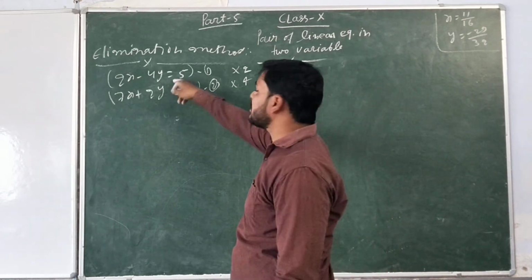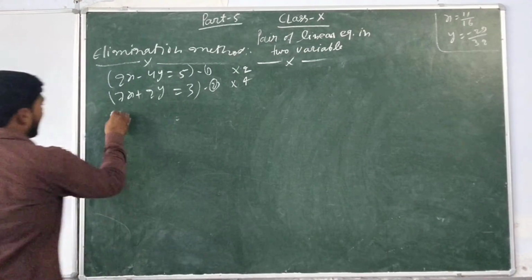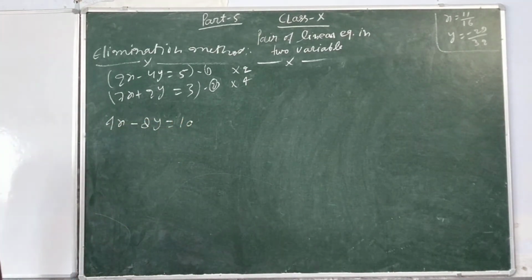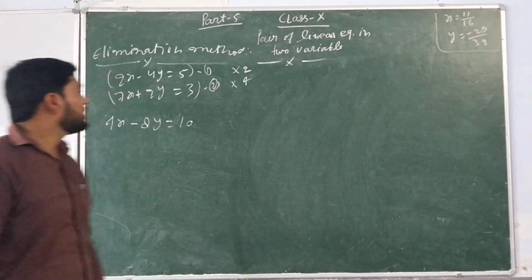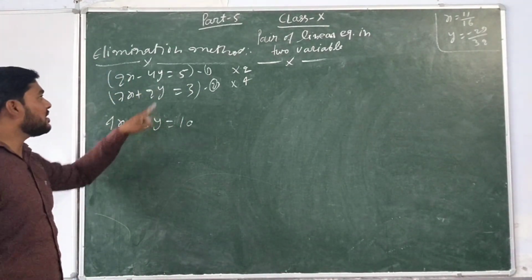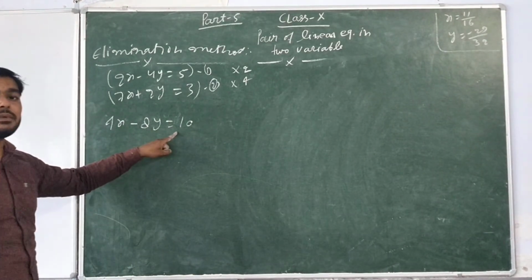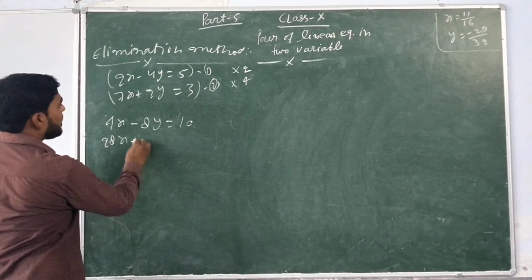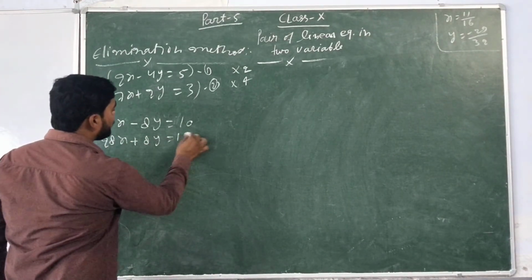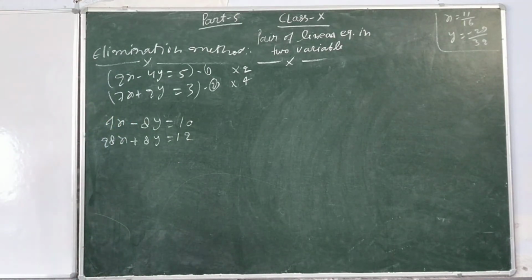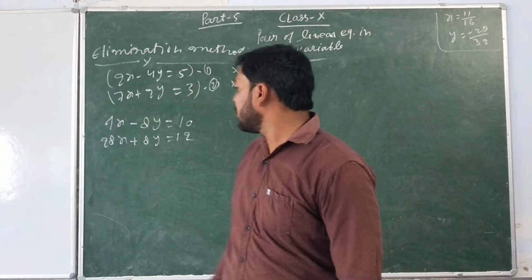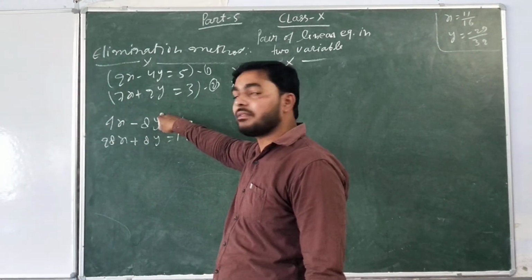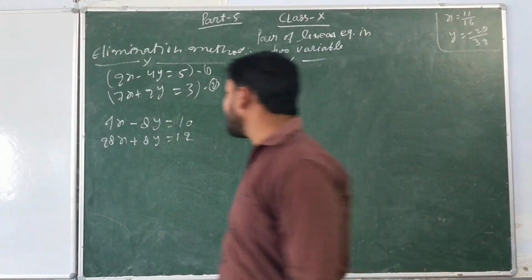Now multiply the first equation with 2, then you will get 4x minus 8y equal to 10. When you multiply the first equation with 2, 2 4s are 8, 2 5s are 10. Now multiply the second equation with 4: 7 4s are 28x plus 4 2s are 8y equal to 4 3s are 12. Now there is no need to change the sign because both are equal and opposite. Here it is positive, here it is negative. Equal and opposite terms cancel each other out.